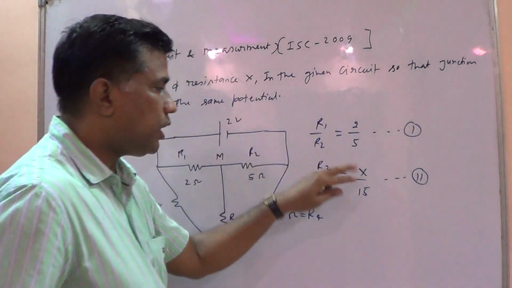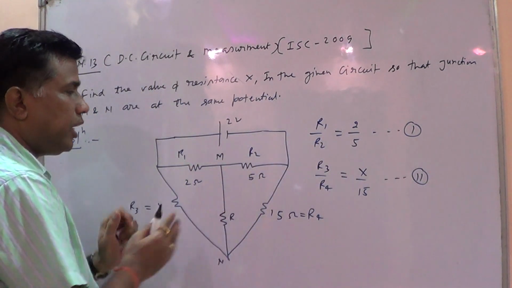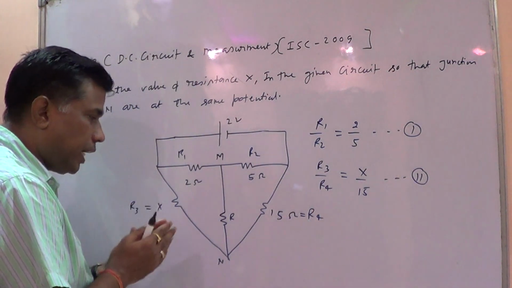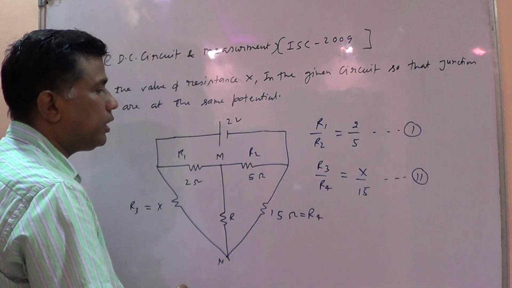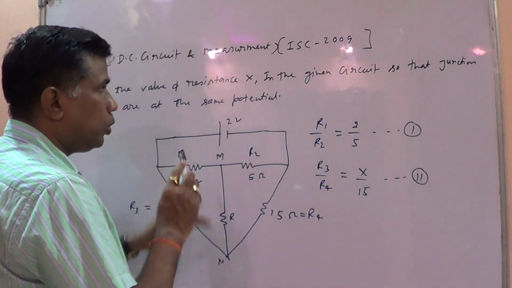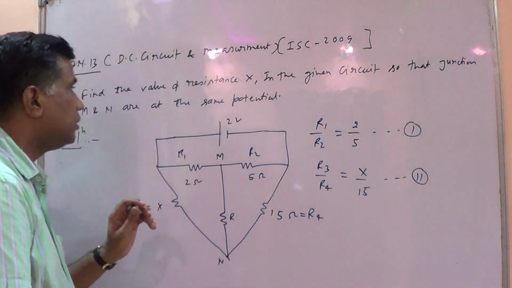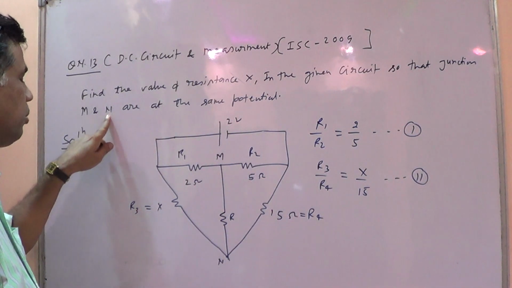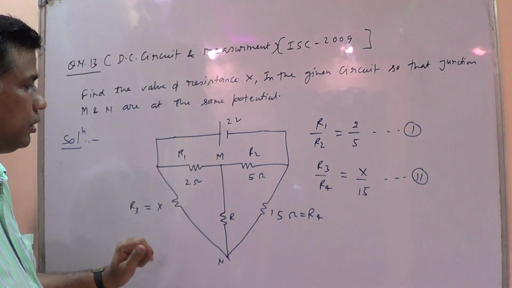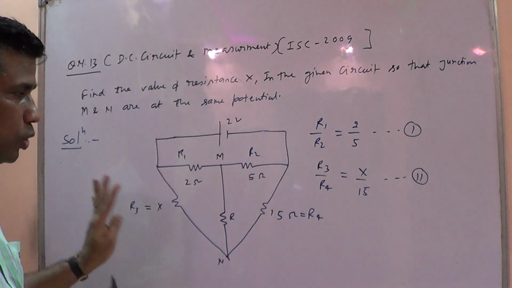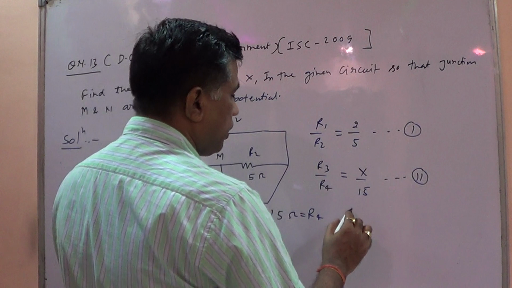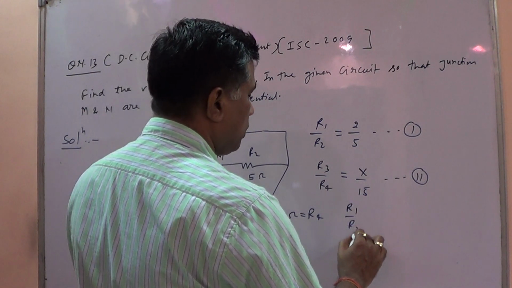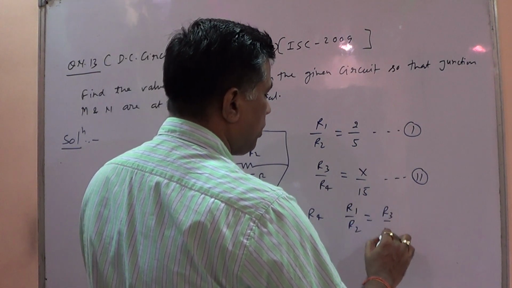In that condition, the potential of point M will be equal to the potential of point N. In the problem it is given that the potential of point M is equal to the potential of point N. So we can say it is a balanced Wheatstone bridge. So in a balanced Wheatstone bridge, R1 by R2 must be equal to R3 by R4.